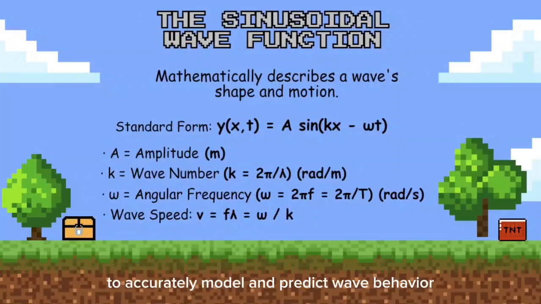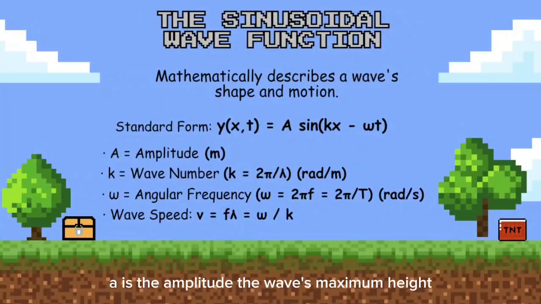Thanks, Jake. To accurately model and predict wave behavior, we use a powerful tool called the sinusoidal wave function. This equation, y of x and t equals A times sine of kx minus omega t, allows us to calculate the wave's position at any point in space and any moment in time.